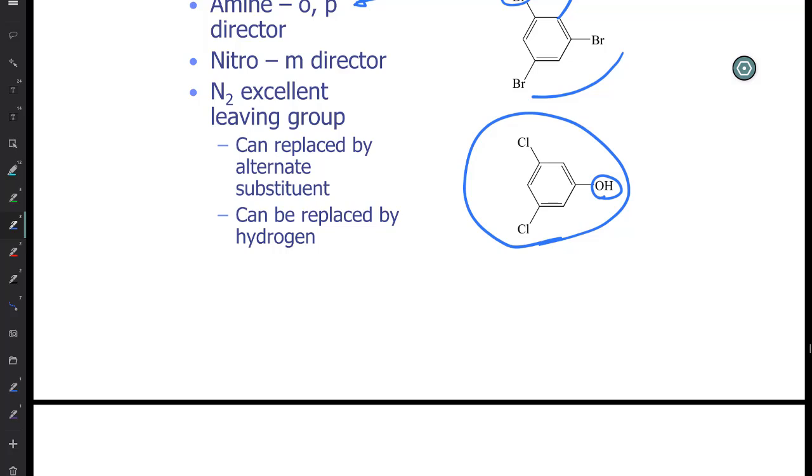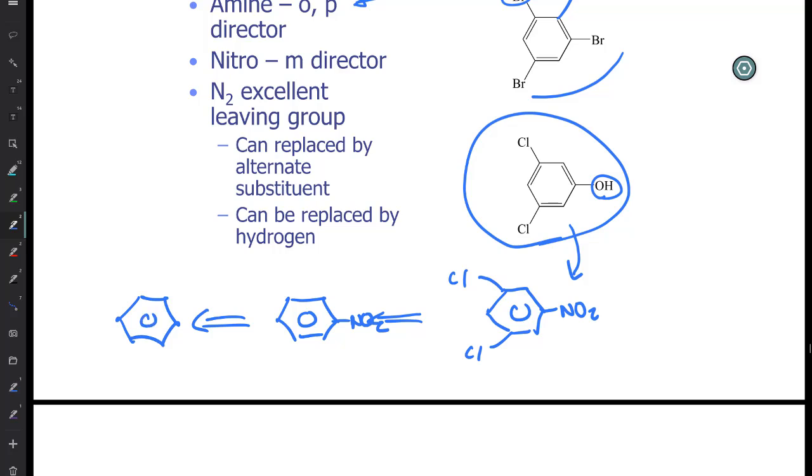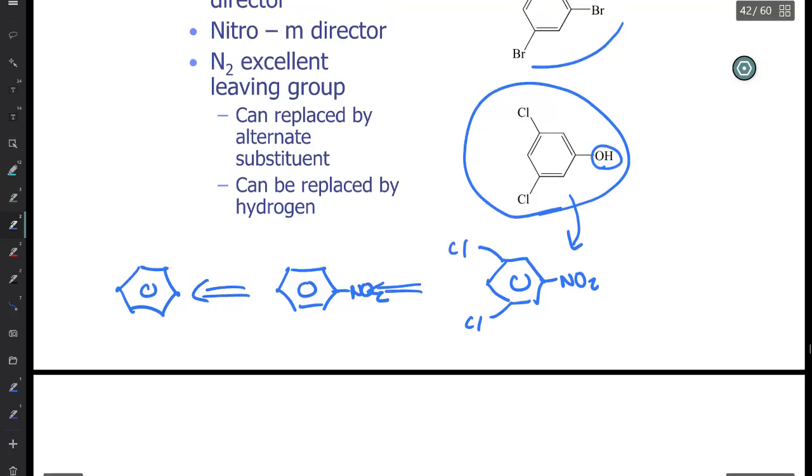So for example, right prior to this, you had to think that at some point there had to have been a meta director there, like an NO2. NO2 can be removed just like NH2, and NO2 makes sense because the chlorination would be meta to that. So prior to that, I would have had a nitrobenzene like this, and then prior to that, I could have had just benzene. So it's important to think about these transformations when you're doing that.